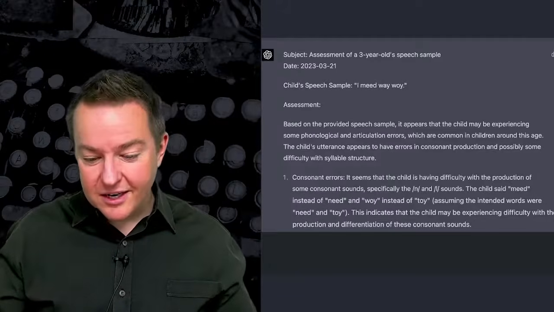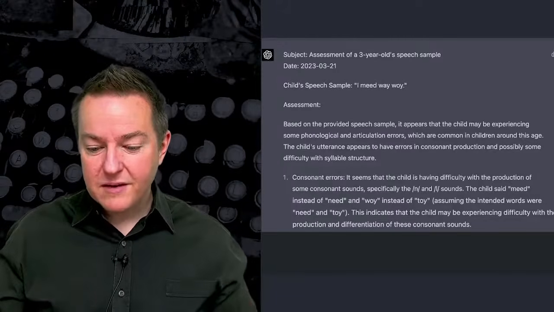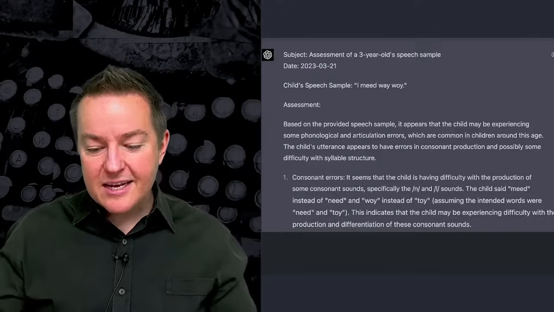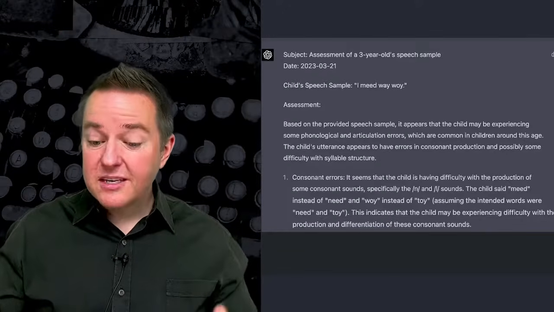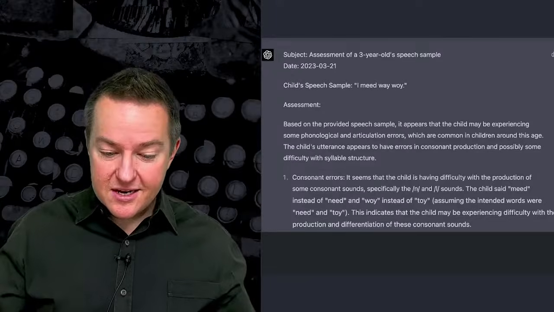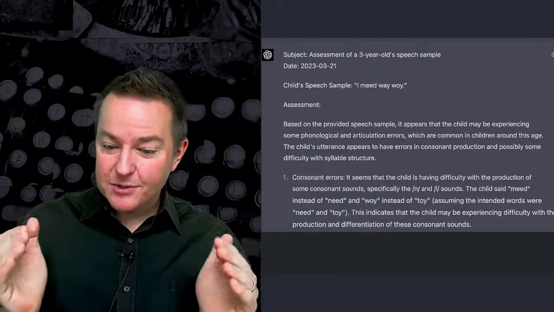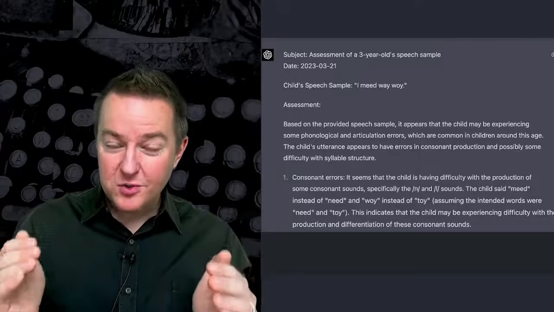And so it says consonant errors. It seems that the child is having difficulty with the production of some consonant sounds, specifically the N and L sounds. The child said "meed" instead of "need" and "woy" instead of "toy." And then it has in parentheses its assumption. It says, assuming the intended words were "need" and "toy."